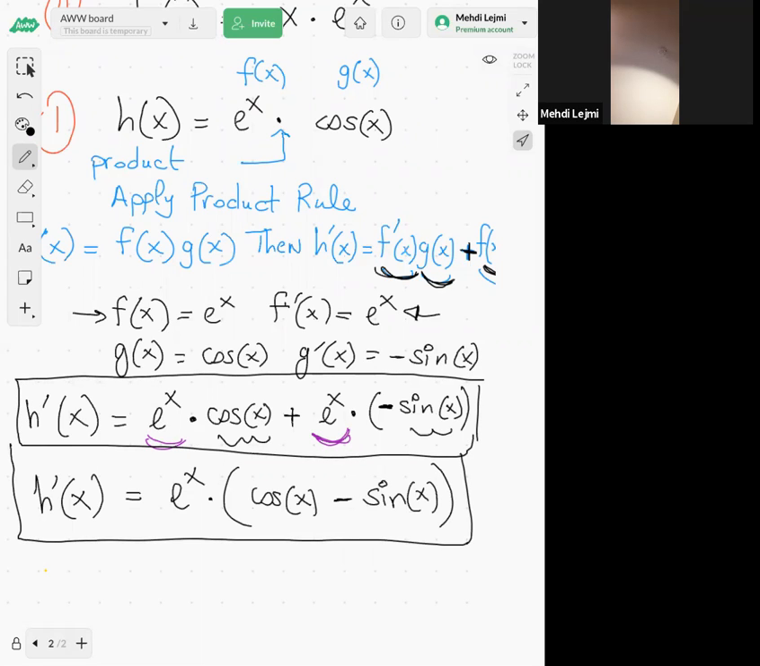Okay. All right. Any question about number 1? So that's a product rule. First you need to know which rule you're going to apply. It's a product, you apply the product rule, and then you get your derivative.